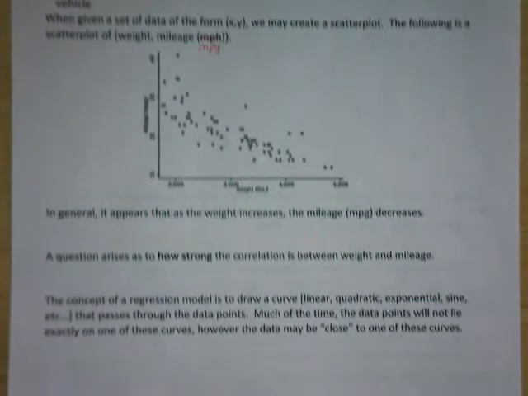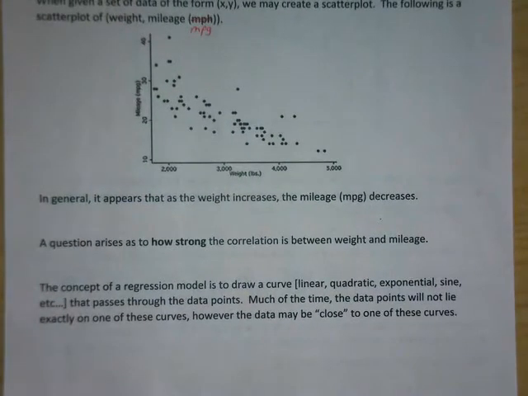So the concept of regression is to draw a curve, which may be linear, quadratic, exponential, a sine curve, etc., that passes through the data points. However, much of the time, the data points will not lie exactly on one of these curves. However, the data may be close to one of these curves. So that's the essence of a model, is that we want to draw a line that is close to the data points.